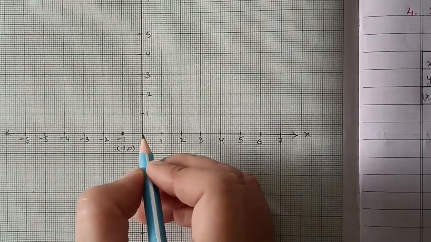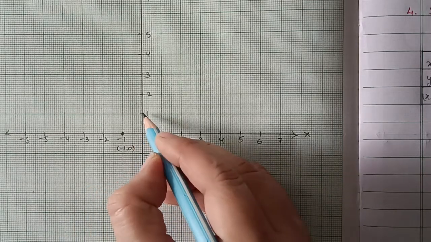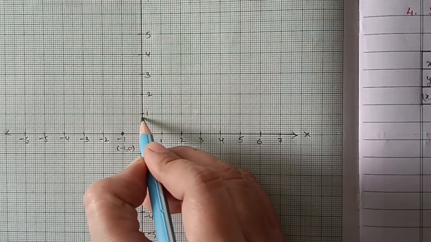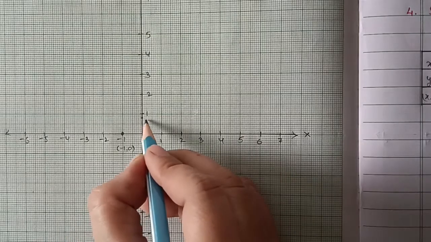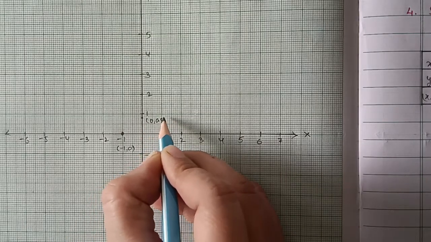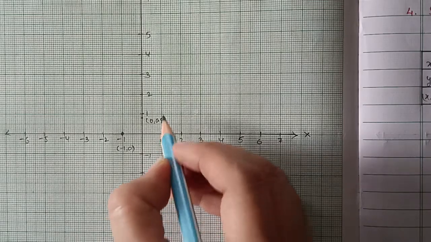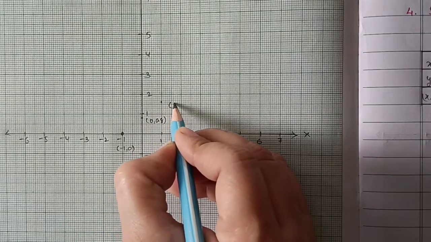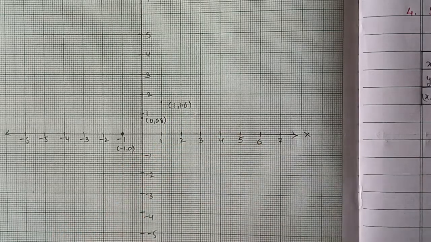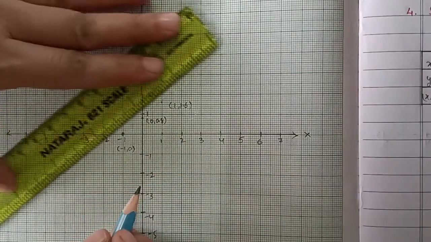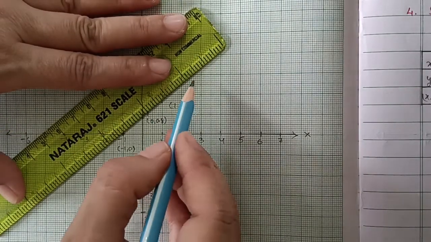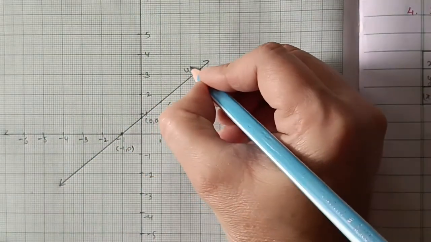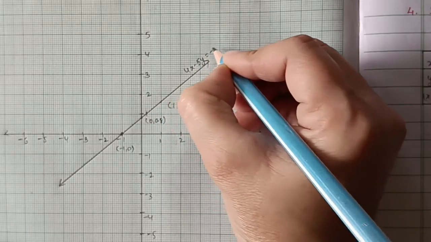Second point 0, 0.8. So 0.8 how to mark? This one block is divided into 10 parts. So each part is equal to 0.1. So 8 small column block you can count. So this is 0.8. Next we have 1, 1.6. So after 1.6, 6 small parts you have to count. Now these 3 points we will join together. Write the equation of line over this. 4x minus 5y equal to minus 4.